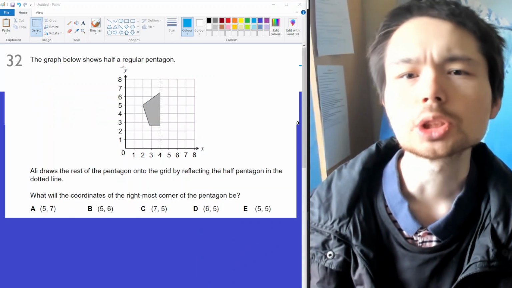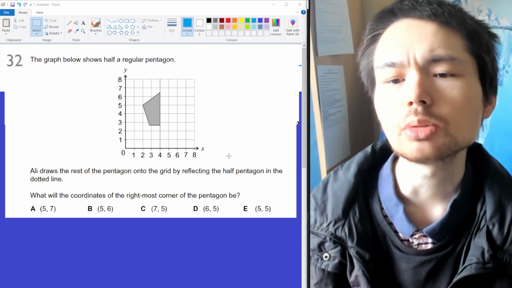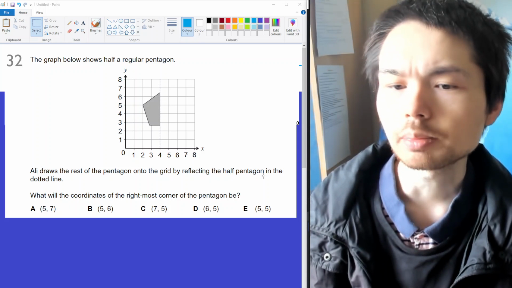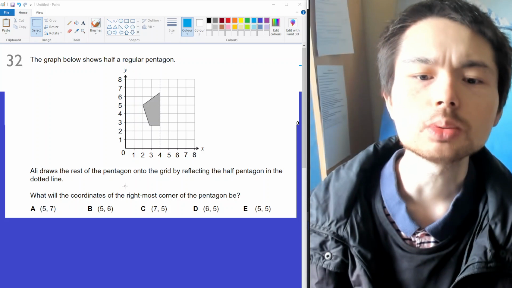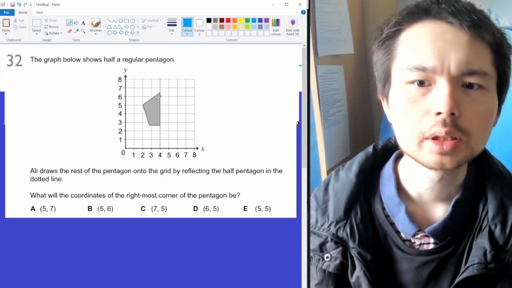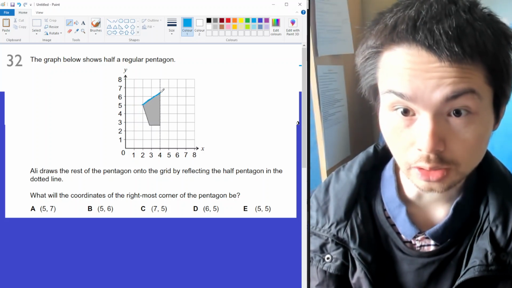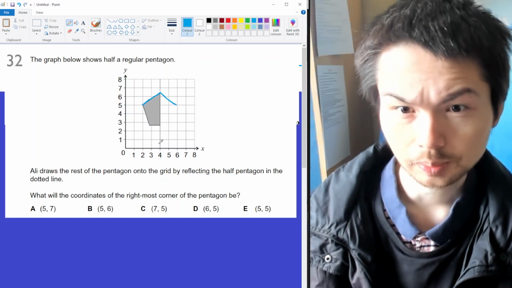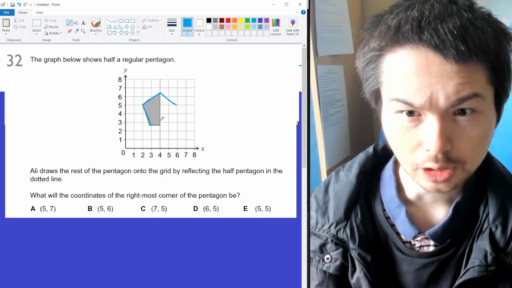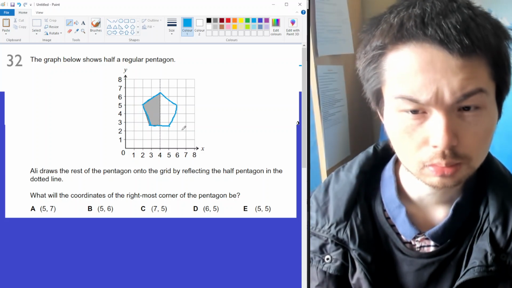The graph below shows half a regular pentagon. Ali draws the rest of the pentagon onto the grid by reflecting the half pentagon in the dotted line. What will the coordinates of the rightmost corner be? Let's just draw it. How to draw reflections? You see that diagonal? It needs to match up exactly. That one needs to match. Across, across. Here.